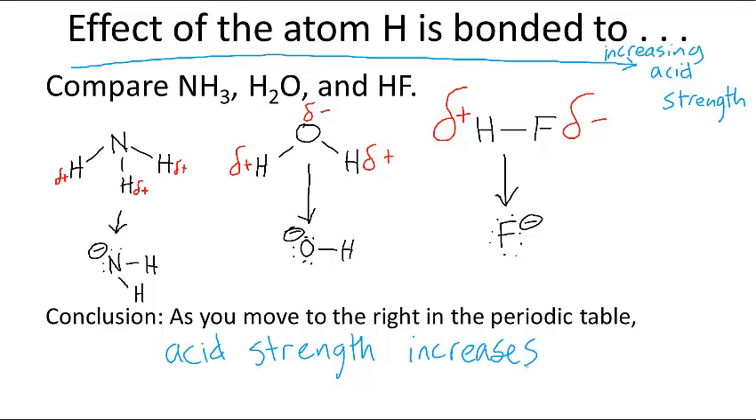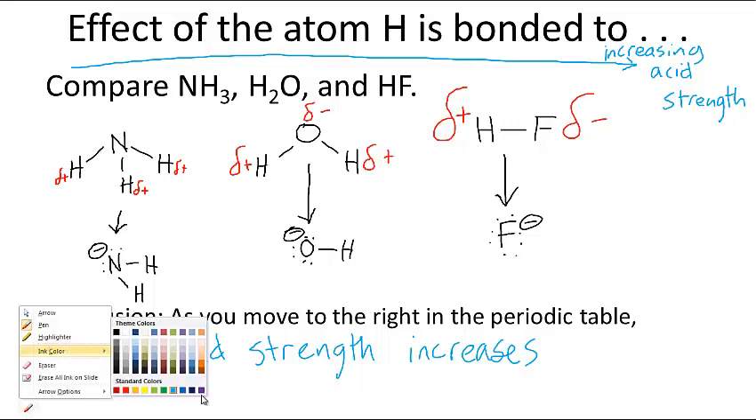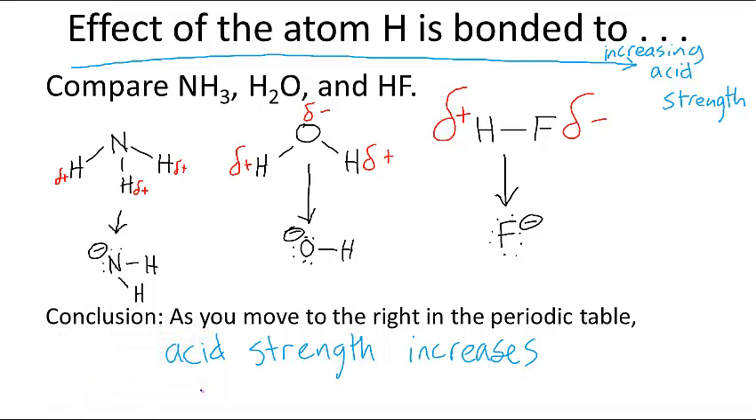Just to give you numbers to go along with these, I said we use Ka as our measure of acid strength. For NH3, Ka is about 10 to the negative 35. For H2O, Ka is 10 to the negative 14. And for HF, Ka is on the order of 10 to the negative 4. So you can see there's like a big jump in acid strength for each of those. Many orders of magnitude.